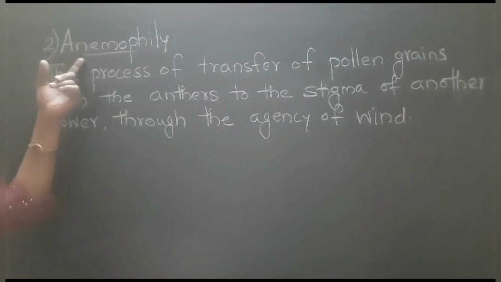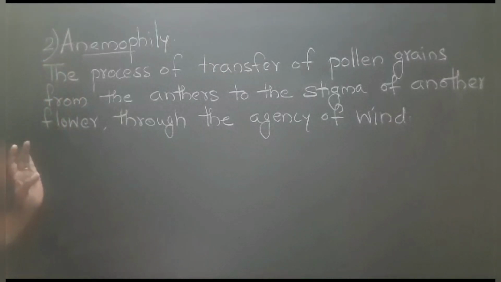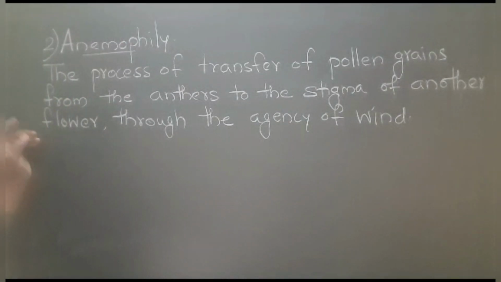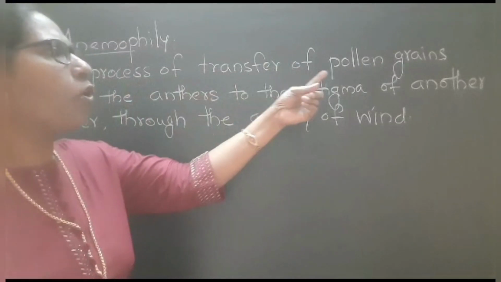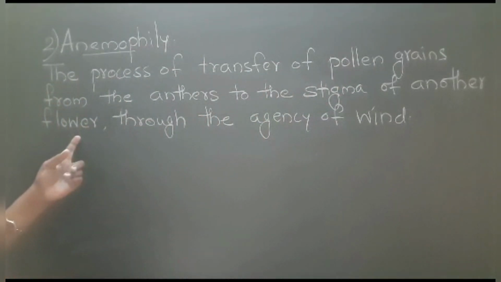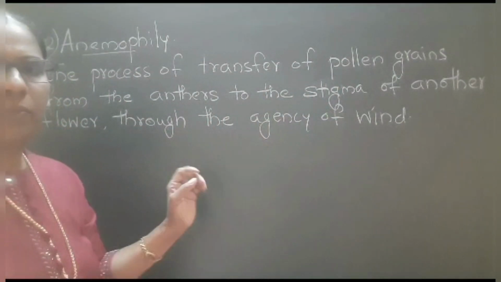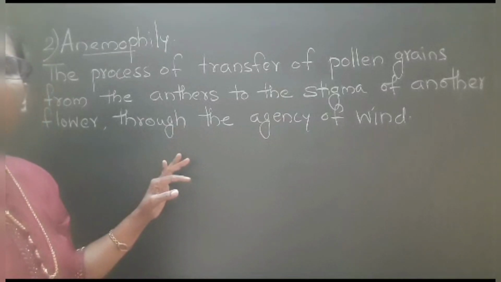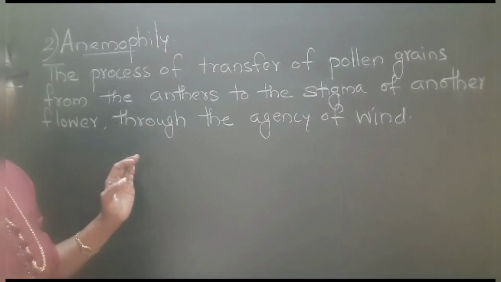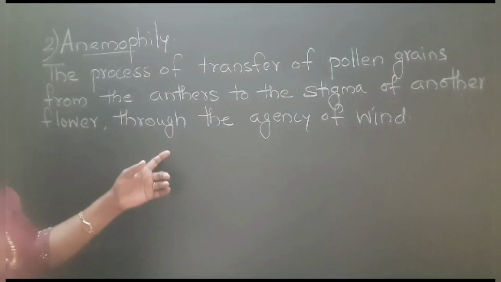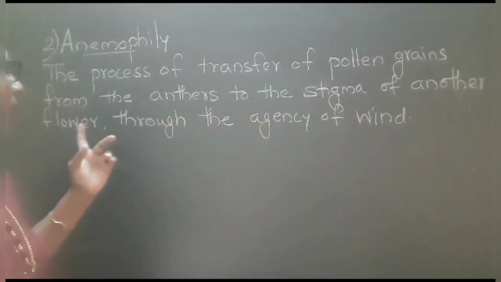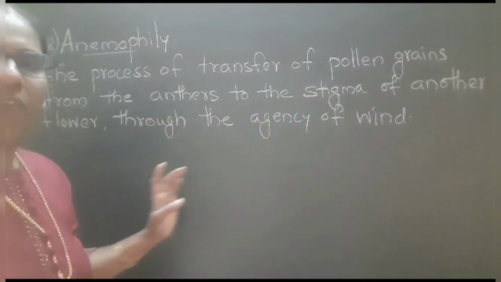Second agent is anemophily. First one we learned was entomophily. Now the second one is anemophily. What is anemophily? The process of transfer of pollen grains from the anthers to the stigma of another flower through the agency of wind. We learned that in entomophily pollen grains are transferred from anther to the stigma by insects. This is by wind.